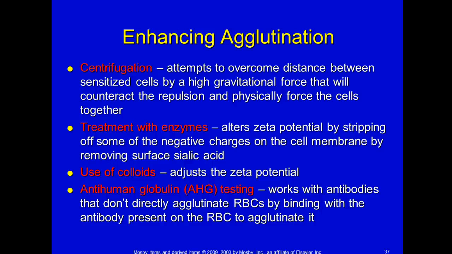Here's what we do. To enhance agglutination and overcome that zeta potential, we can use a centrifuge. We can attempt to overcome the distance between those sensitized cells by using a high gravitational force that will counteract that repulsion of zeta potential and physically force those cells to stick together and make that interaction happen. We can have treatment with enzymes. We can alter the zeta potential by stripping off that negative charge. That'll help sometimes. We can use colloids or anti-human globulin. This works with the antibodies that don't directly agglutinate RBCs by binding with the antibody present on the RBC.